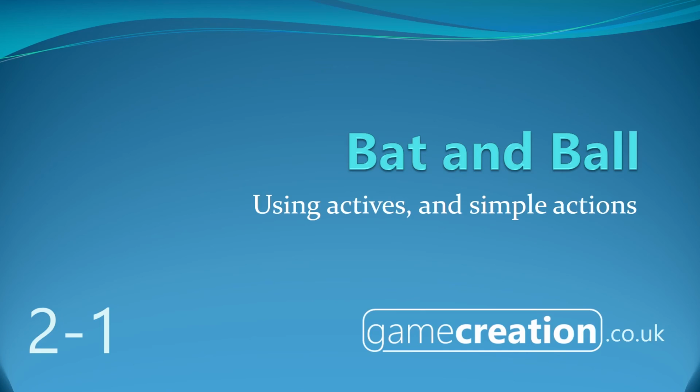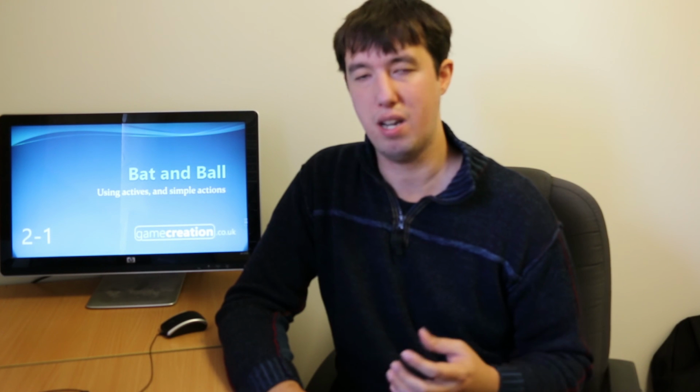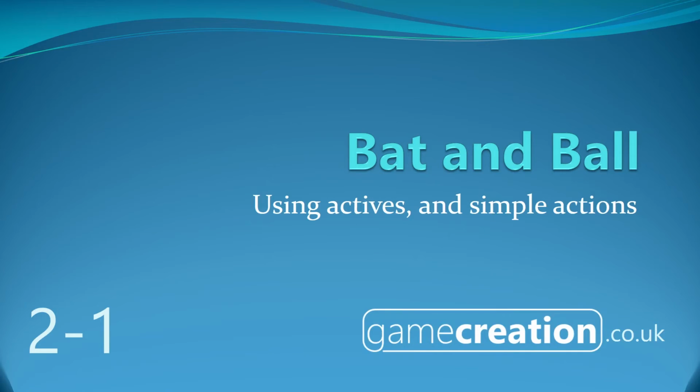So, in this episode we're going to create just a simple bat and ball game. It's going to be using actives, and actives are the big thing today. As I said in episode 1, actives you'll probably use more than any other object. And we're going to look at how we create actions and how we have a simple user interface, how we set up the keyboard to move things, and we can go for it now.